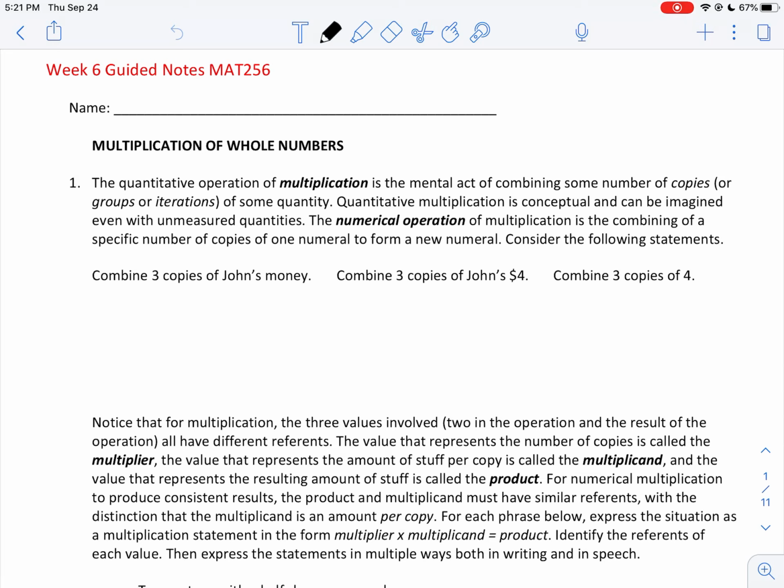We will be talking about more operations involving the whole numbers. The whole numbers again are 0, 1, 2, 3, etc. And the operations we're going to focus on this time are multiplication and division.